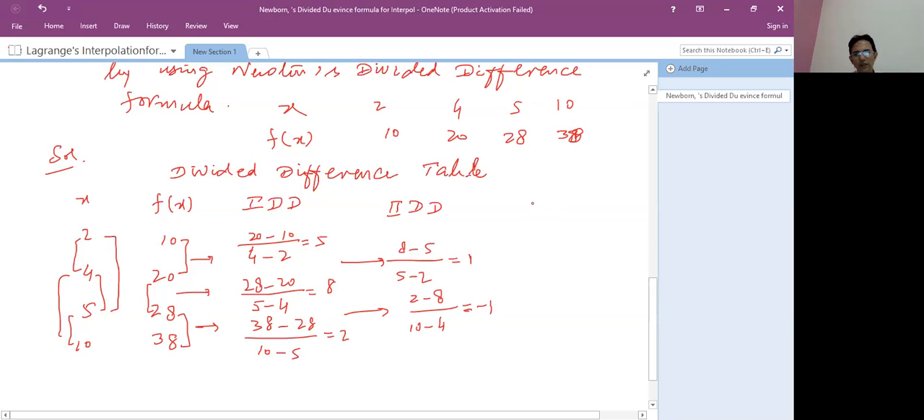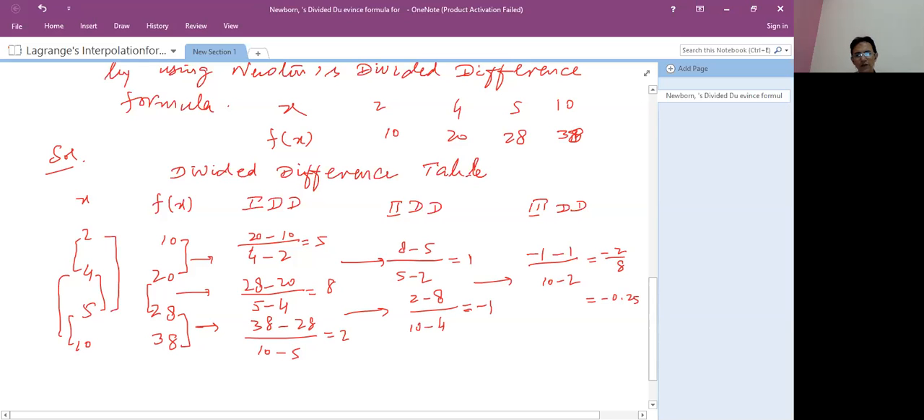Now for the third degree, student, when we find minus 1 minus 1 whole divided by the first and the last value of x. It means 10 minus 2. It means minus 2 upon 8. The answer is minus 1 upon 4. It means minus 0.25, I think.